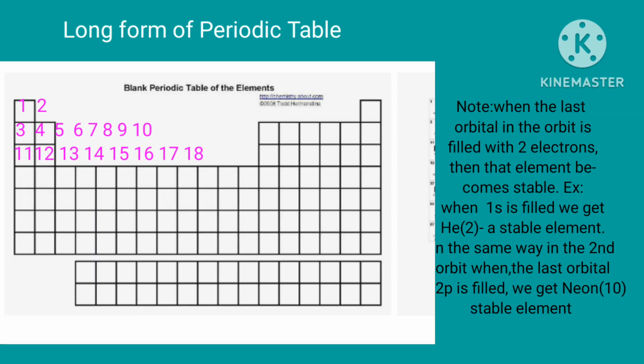Note, when the last orbital in the orbit is filled with 2 electrons, then that element becomes stable. Example, when 1s is filled with 2 electrons, we get helium 2, a stable element. In the same way, in the second orbit, when the last orbital 2p is filled, we get neon 10, a stable element again.